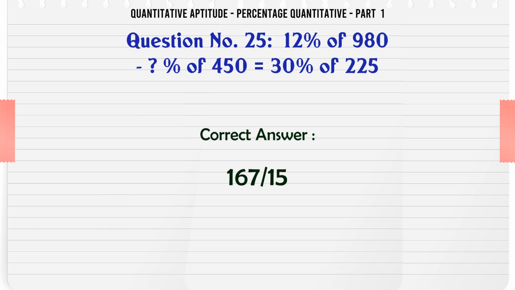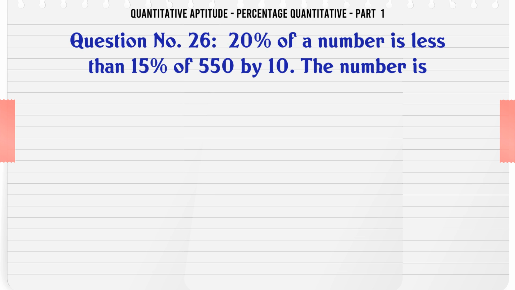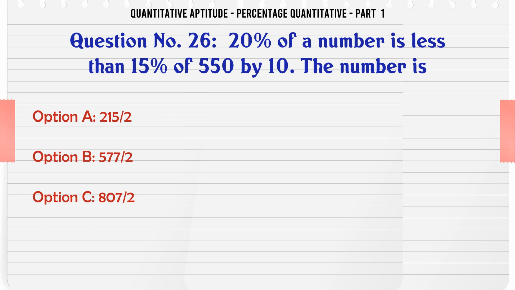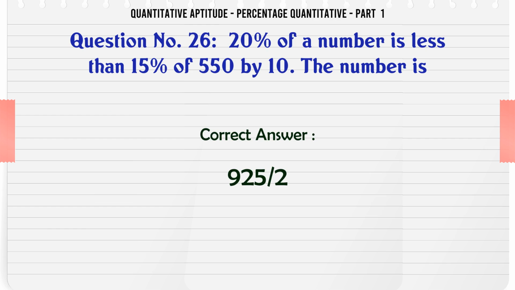20% of a number is less than 15% of 550 by 10. The number is A. 2152, B. 5772, C. 8072, D. 9252. The correct answer is 9252.